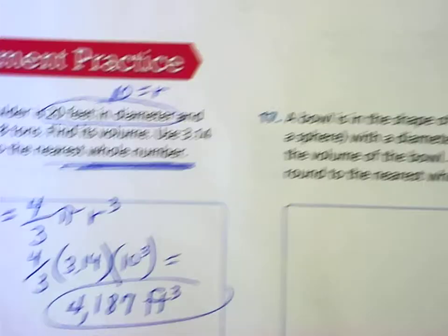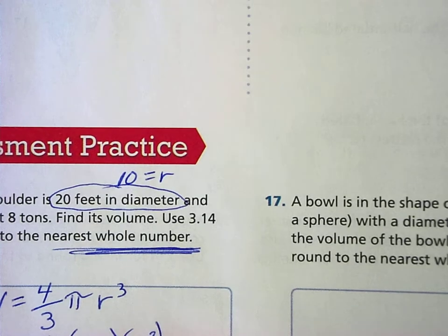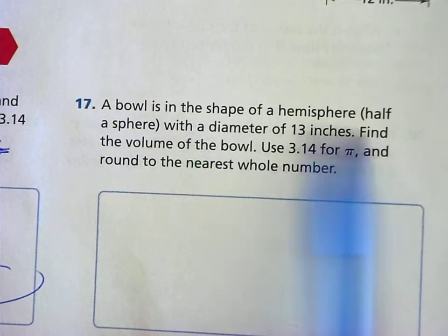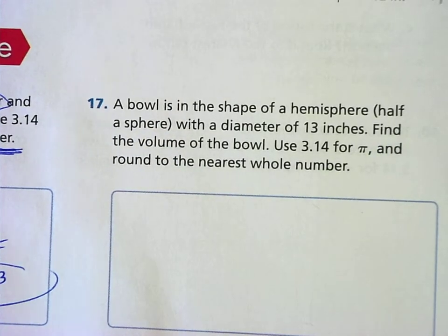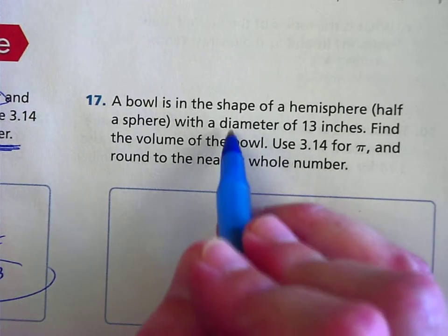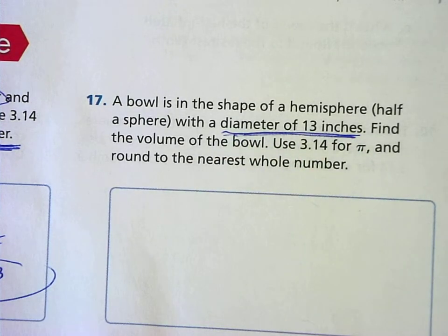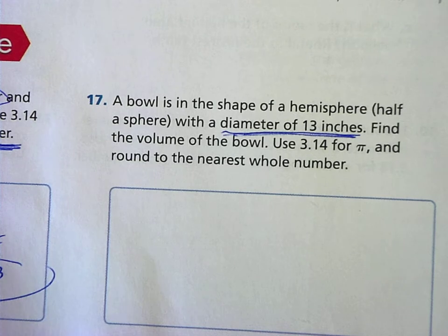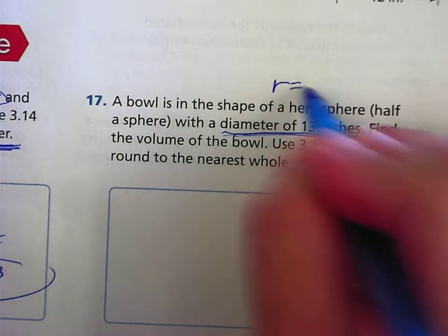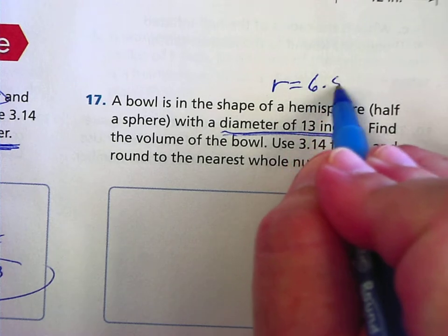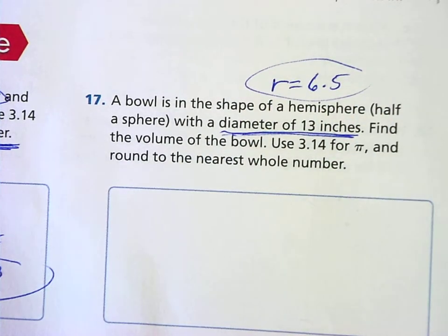Now I want to do one last one. I just want to go over what a hemisphere is. A hemisphere is half a sphere, and it does tell you that right here. We have a diameter of 13 inches. Again, folks, what do you have to do to that diameter? Cut it in half, divide it by 2. So 13 divided by 2 would be 6.5. So we're going to use a radius of 6.5.